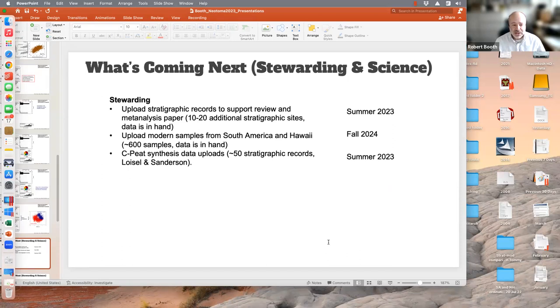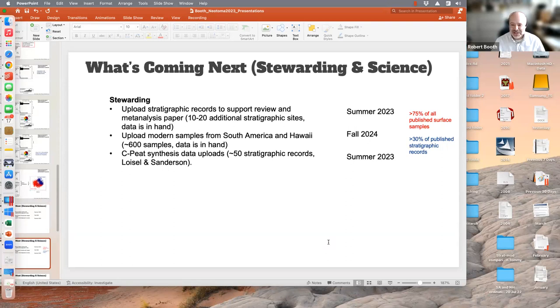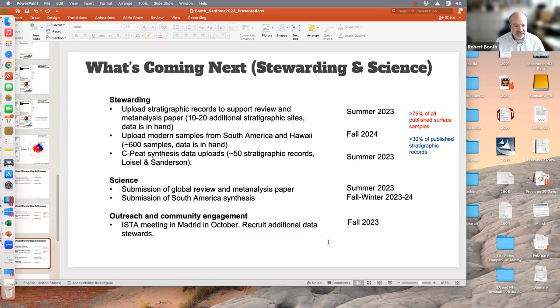And then also going on is a synthesis by the CPEAT group. Julie LaSalle and Nicole Sanderson are doing that, and they hope to have at least about 50 stratigraphic records ready for upload in the summer as well. We're hopefully by the fall up to 75% of all the published surface samples and about 30% of all the published stratigraphic records. Then in the science category, we anticipate submitting this synthesis paper this summer, and then submission of a South American synthesis paper in the fall or winter of next year.